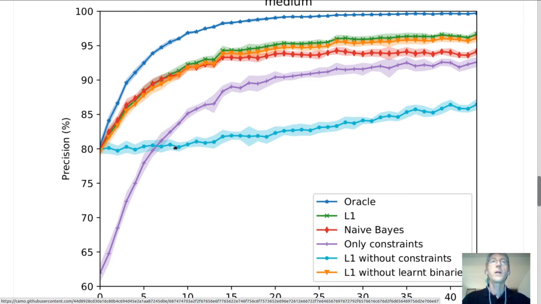And you see that this is just using the mandatory constraints, and this is just using the learned preferences, and really it's much worse than using both together to get the green curve.